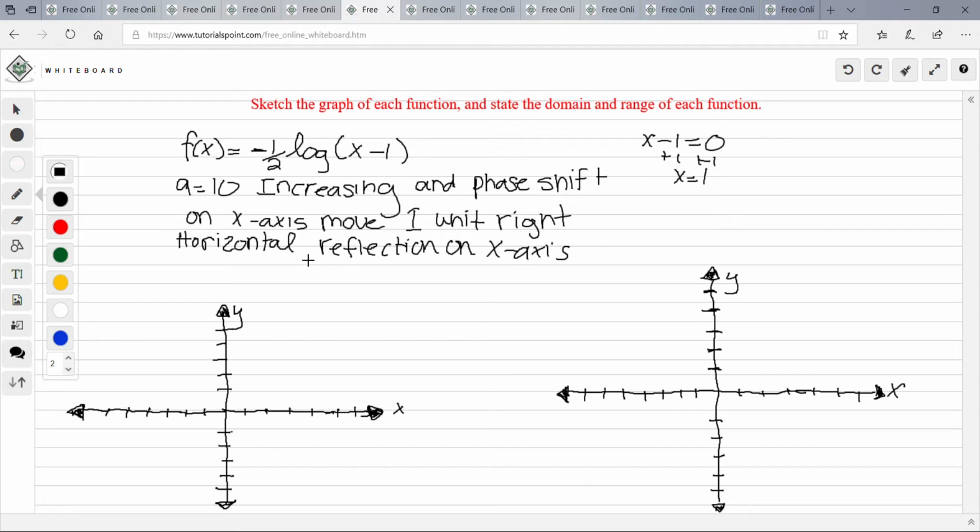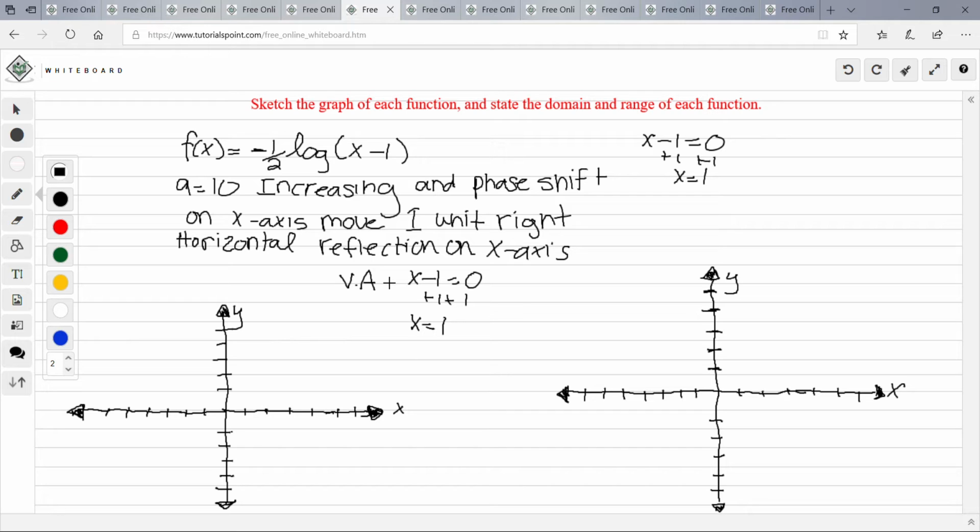Also, we have a vertical asymptote, our VA. Just like with the rational function, you set x minus 1 to 0, so x minus 1 equals 0, you add 1, so x equals 1. Our vertical asymptote is x equals 1.